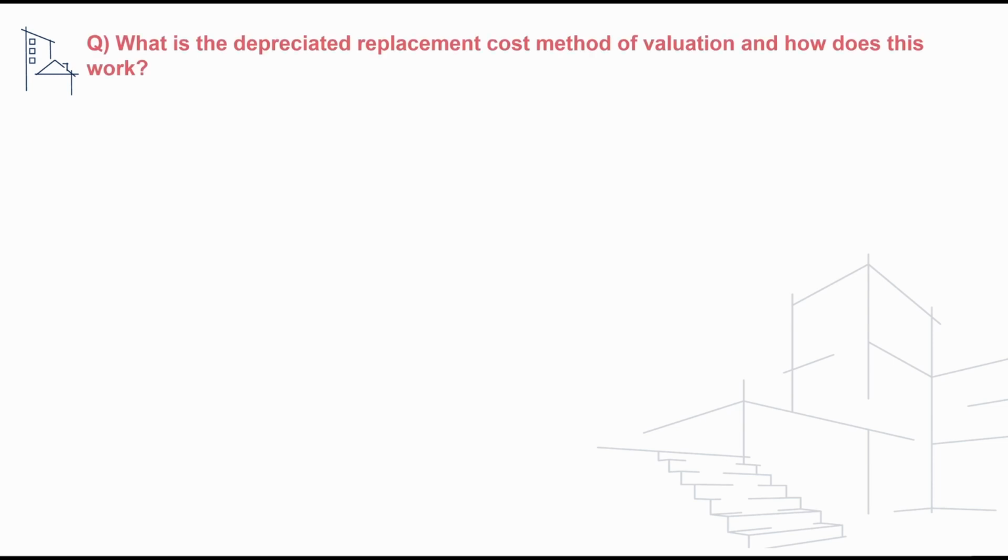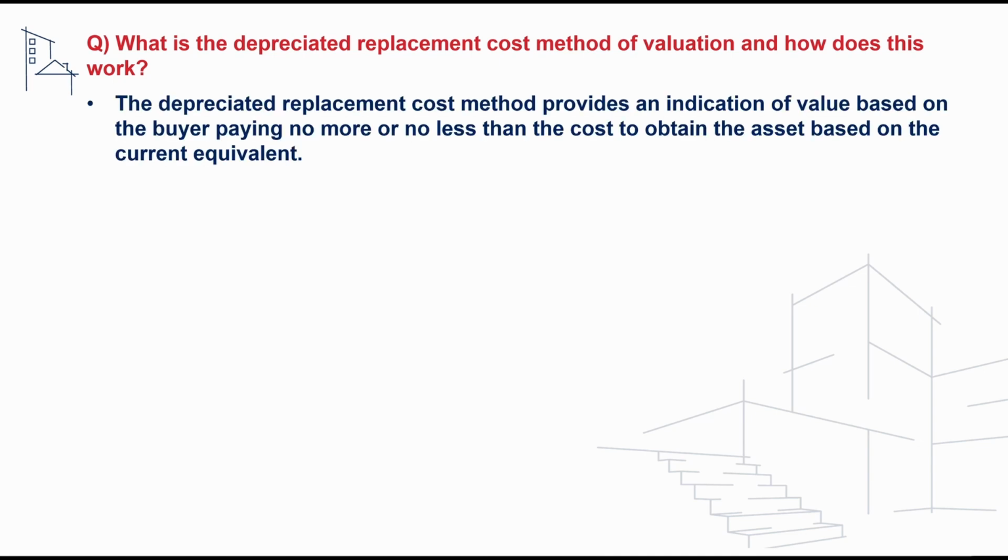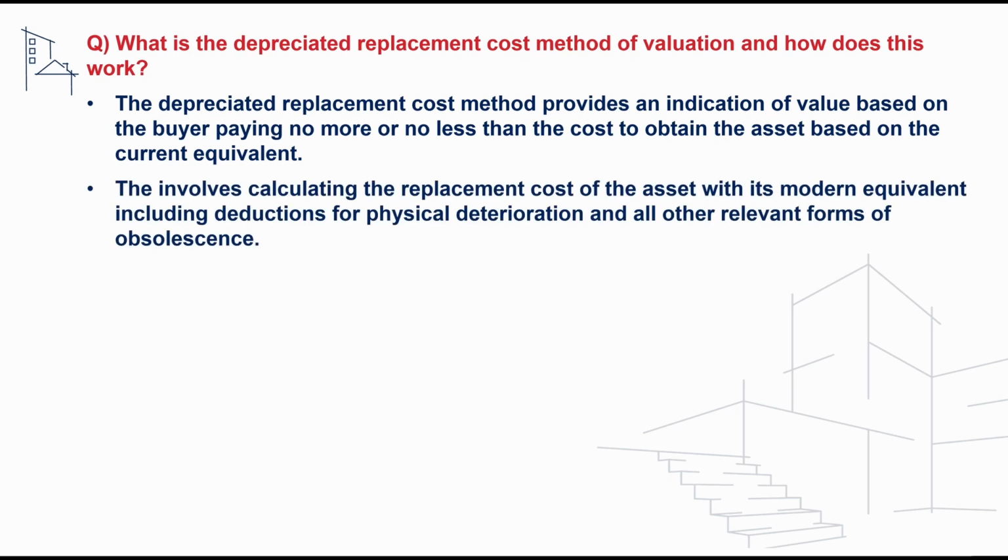The next question we'll take a look at is what is the depreciated replacement cost method of valuation and how does this work? And to address this, we can say that the depreciated replacement cost method provides an indication of value based on the buyer paying no more or no less than the cost to obtain the asset based on the current equivalent. This involves calculating the replacement cost of the asset with its modern equivalent, including deductions for physical deterioration and all other relevant forms of obsolescence.